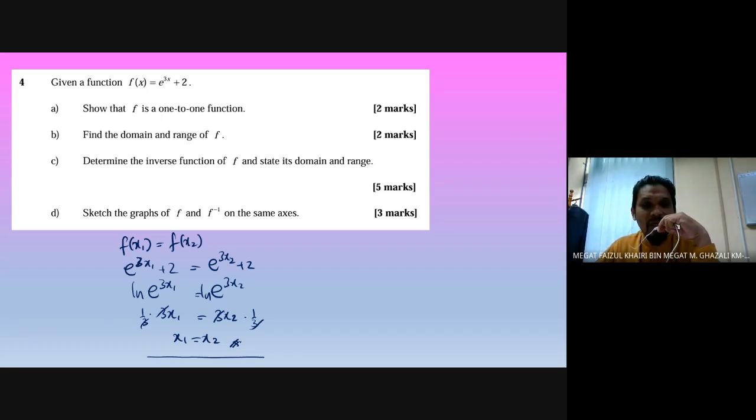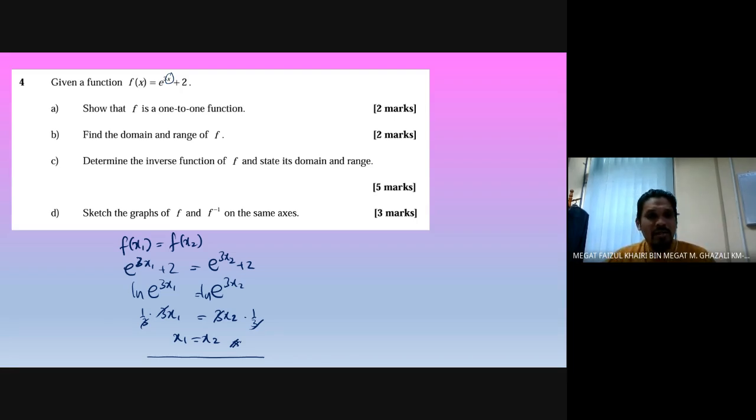Find the domain and range. Okay, class, domain. The domain of this, is there any value of x that makes the function undefined? e to the power of 3x plus 2. Is there any value of x that makes the function undefined? Class. Hello, class. Is there any value of x that makes the function undefined? Hello?